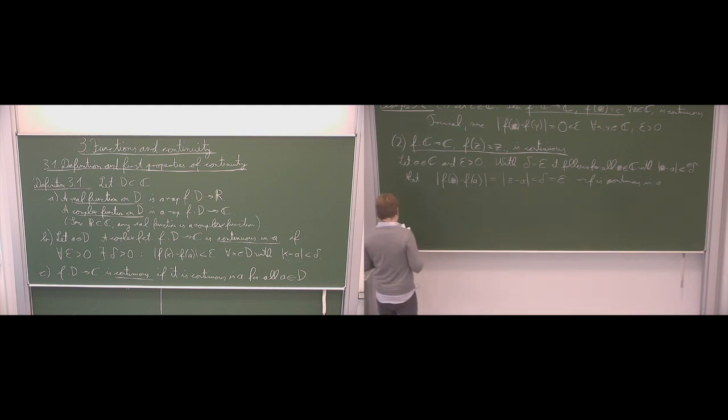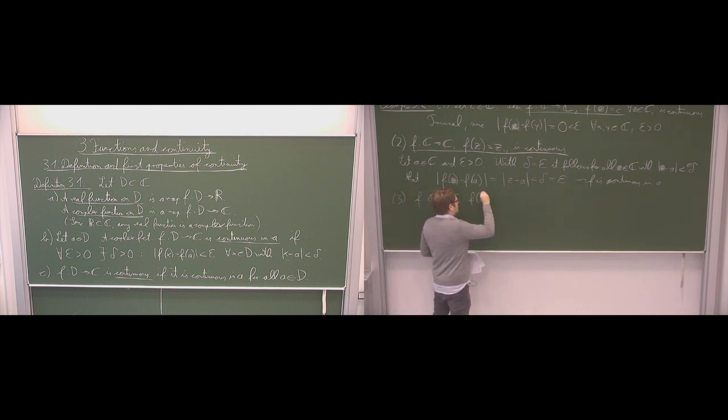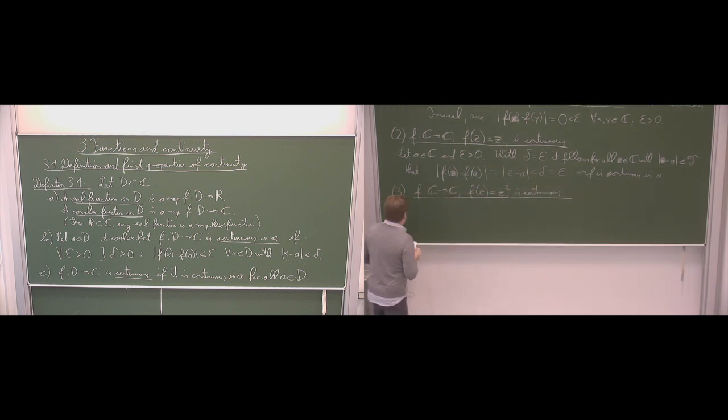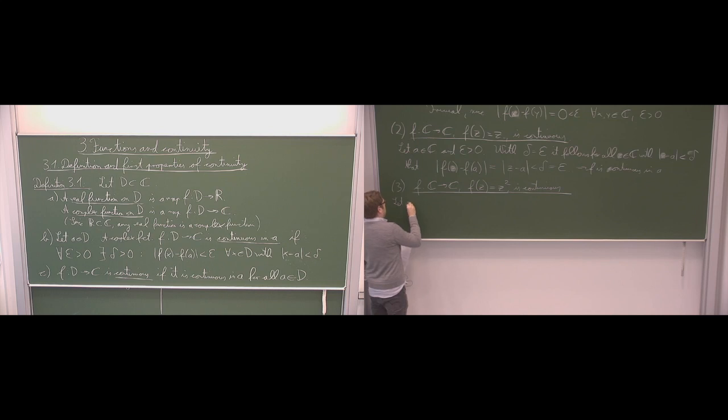Okay, third example. We take f from C to C, and now slightly more interesting, f of z is z squared. This is a non-trivial example, and it is really not that easy to see how to show that something is continuous, and I will show you how to do it for this concrete function. Again, we have some point a in C, and we want to show that f is continuous in a.